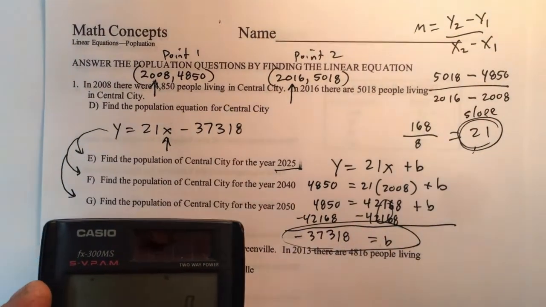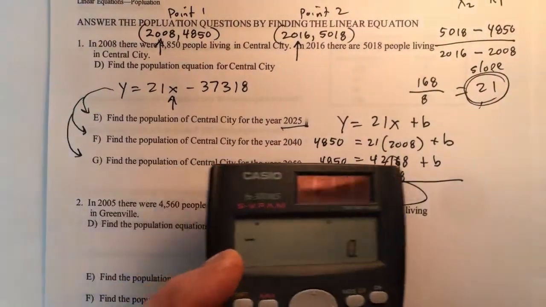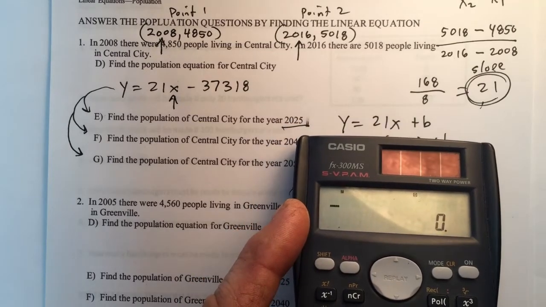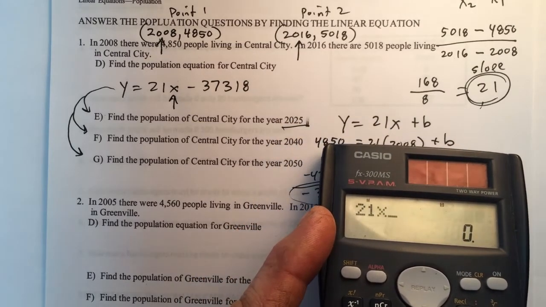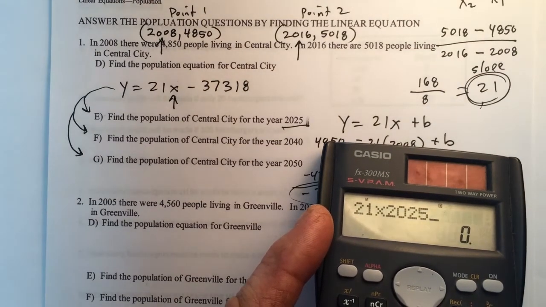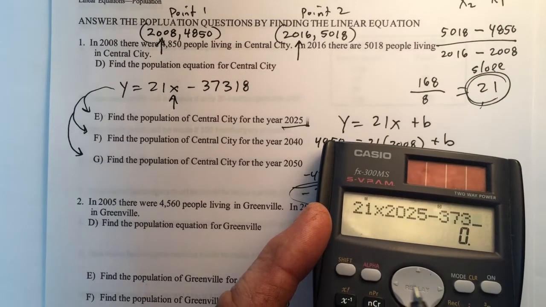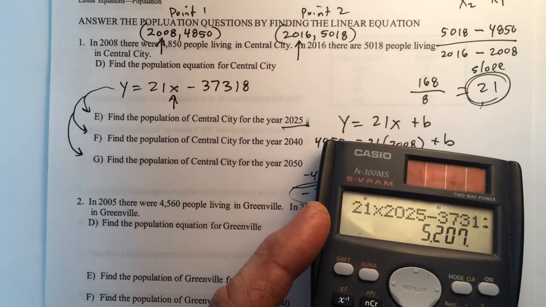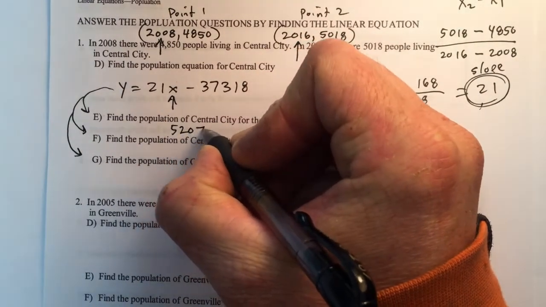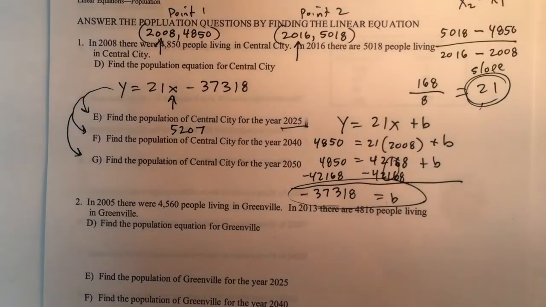Okay, let's move this up just a little bit. Here, I'll put it over here. All right, so I'm going to do 21 times 2025 minus 37,318. What does that come up to? 5207. That's what the population will be in 2025.